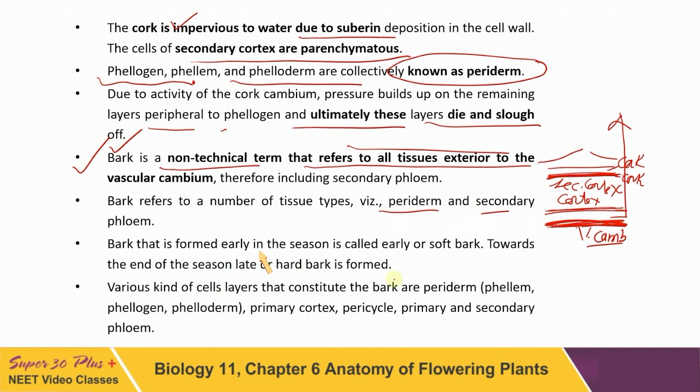Bark that is formed early in the season is called early or soft bark, and towards the end of the season it is known as hard bark, or late bark.